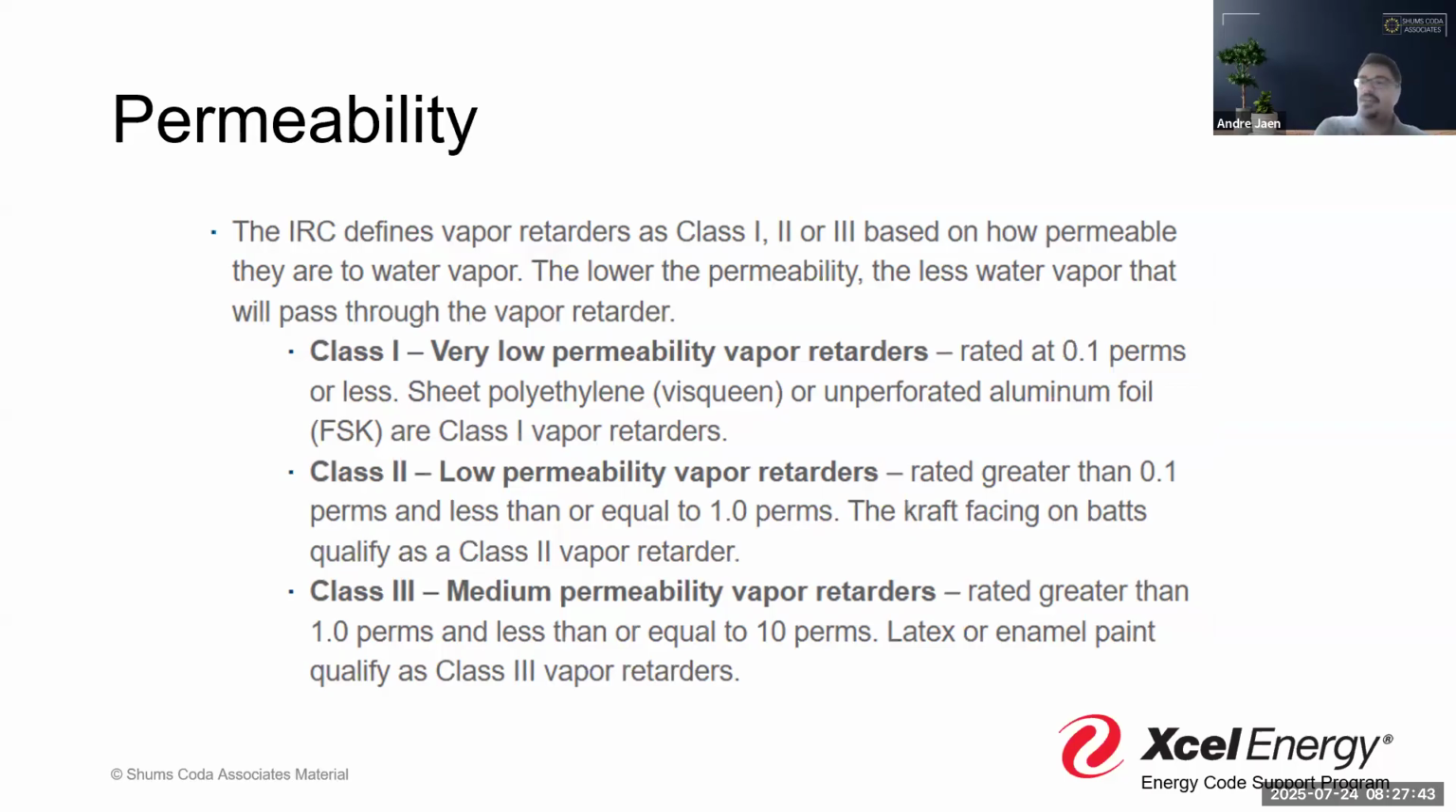So here's the breakdown of the IRC, right? Class 1 is very low permeability, rated at 0.1 perms. So that's things like our polyethylene or visqueen, or aluminum foil. Low permeability vapor retarders, that's Class 2. That's why I said it's in the middle for you guys, right? Kraft facing would qualify as a vapor retarder in Class 2. Plywood could also do that, or OSB, right? And then we get over to our medium permeability vapor retarders, which are rated greater than 1 perm but less than 10 perms. That can be our latex paints, right? And so you'd be wondering, once again, why wouldn't you want something that's the most impermeable thing you can get there?